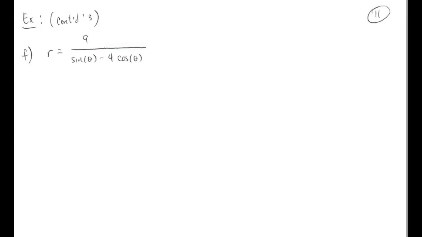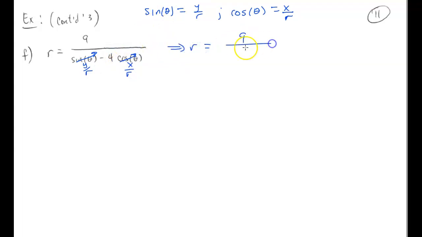Okay, so for our next example, we have r is equal to 9 divided by sine theta minus 4 cosine theta, all in the denominator there. And we want to start off by recognizing again that sine theta can be expressed as y divided by r, and that cosine theta can be expressed as x divided by r. And so if we do that, then of course this could just be y divided by r, this could just be x divided by r. And what we have here is r is equal to 9 divided by y over r minus 4x over r.